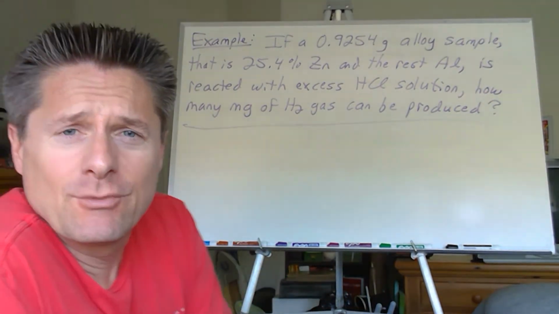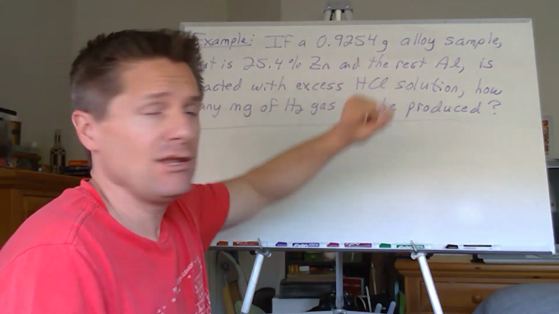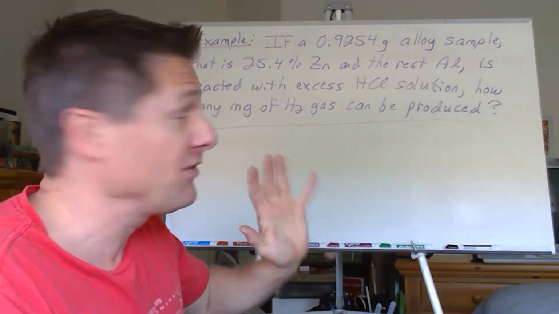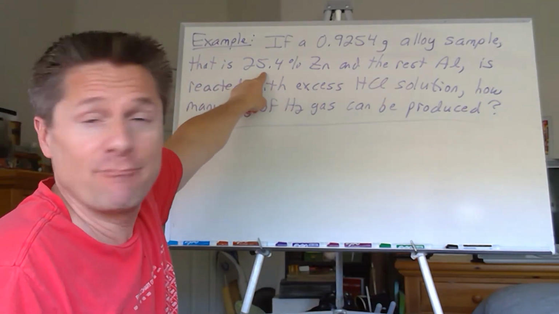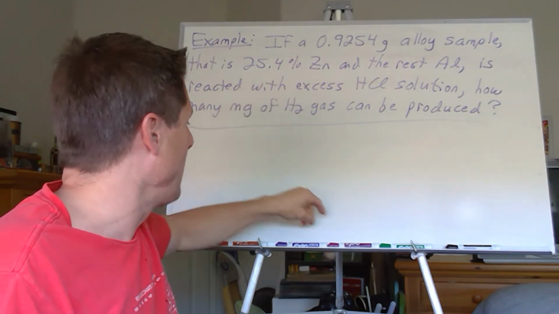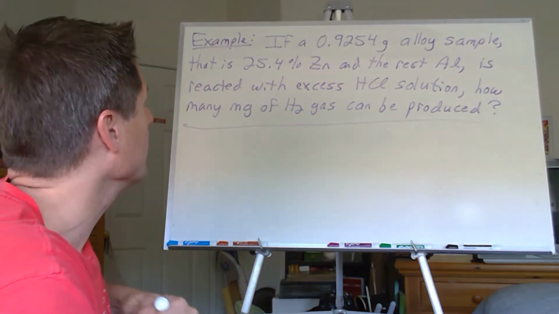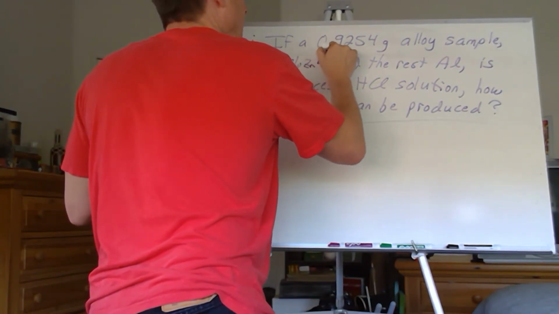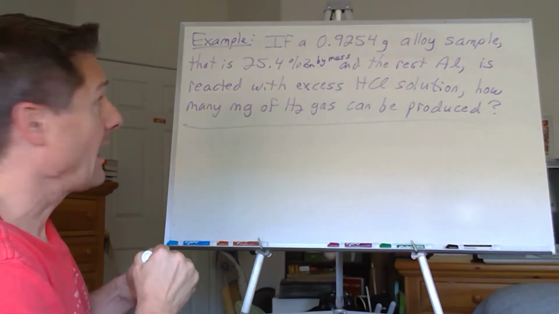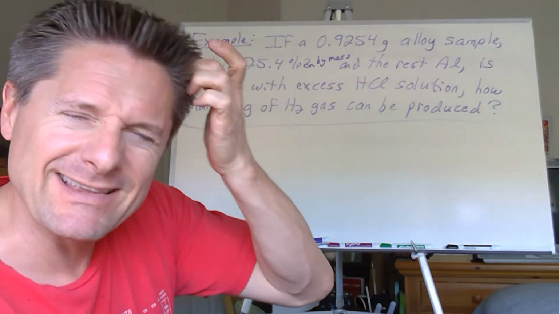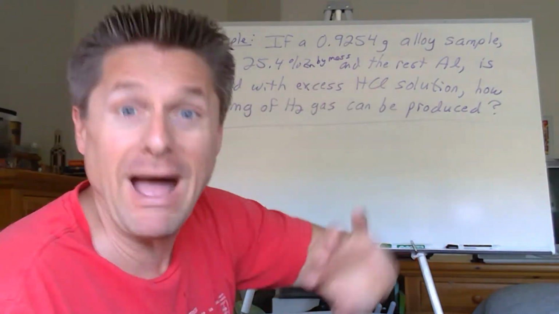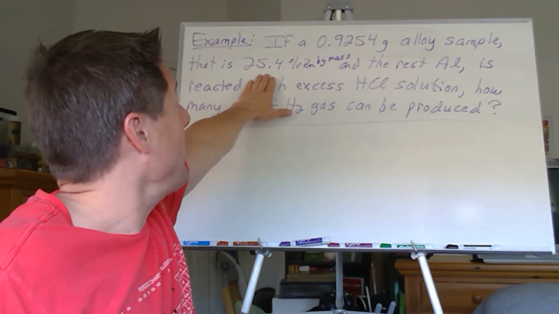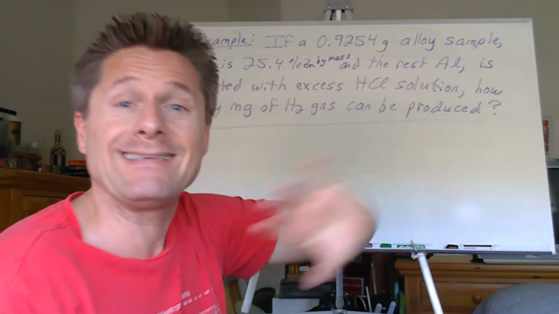All right, here's something you might run into in a lab. Let's say you get some metal alloy. We know it's made of zinc and aluminum, and we know the percentages. We know this alloy is 25.4% zinc by mass. You should tell whether it's mass or volume, so that we know the units there. We would probably have made the assumption that it was 25.4% zinc by mass, but it's better to be clear in your statements. So it's 25.4% zinc by mass, and then the rest is aluminum.